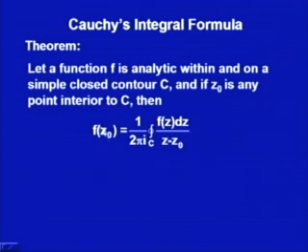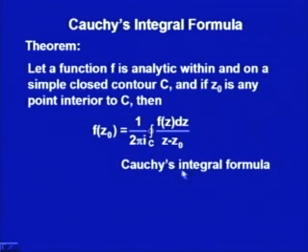What it is saying is, my function f is analytic within and on a simple closed contour C. That is, on the contour C it is analytic, as well as interior to C this function is analytic, and z naught is an interior point of this C. Then what we are saying is that the function at z naught is being determined through the function along this curve C. This is known as the Cauchy integral formula.